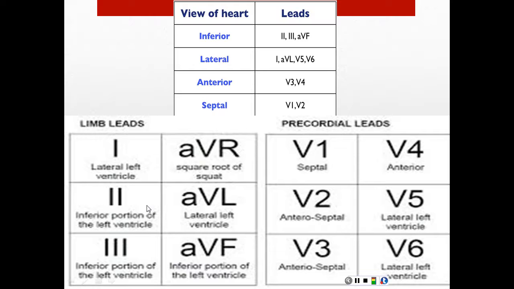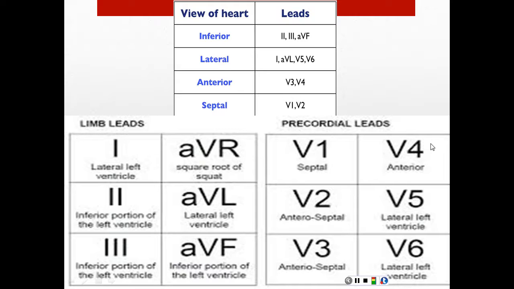Now our 2, our 3, and our AVF, those look at the inferior part of the heart. So inferior, we know, is the bottom. And then we have this one here, our 1, our AVL, our V5 and 6, that looks at the lateral. So that's the sides of the heart. Now the anterior view will be our V3 and our V4.